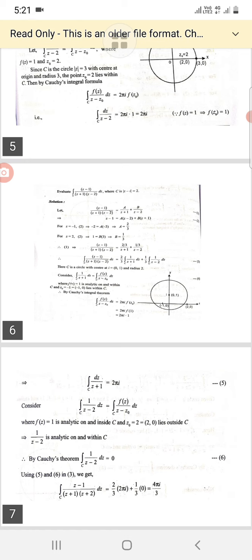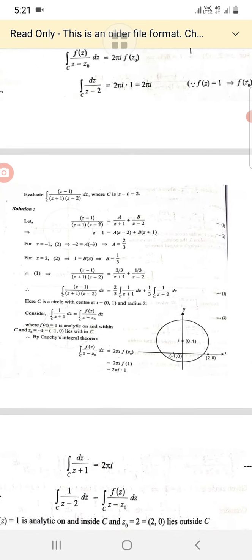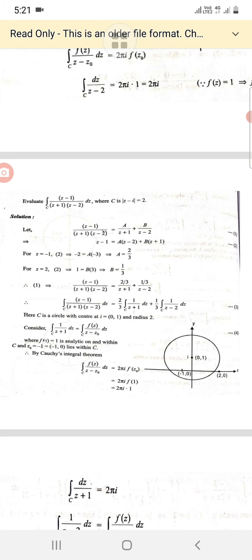For the same theorem, we can go for the second example. Integral over C of z minus 1 divided by z plus 1 into z minus 2, dz, where C is modulus of z minus i equal to 2. Solution: let z minus 1 divided by z plus 1 into z minus 2. This is an improper fraction.